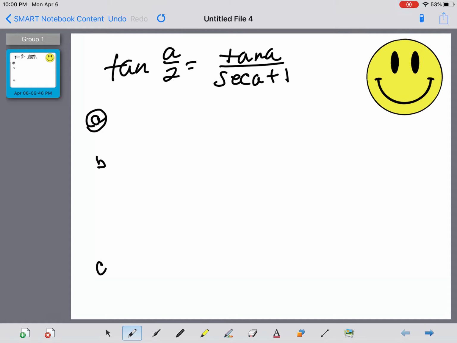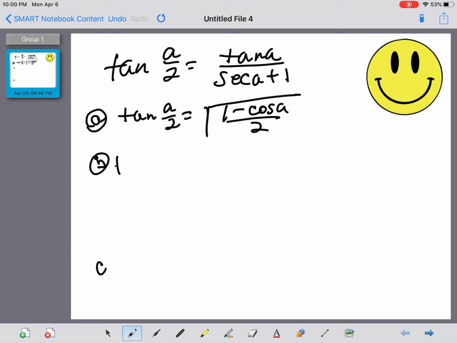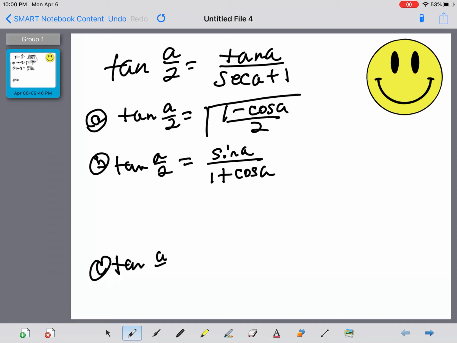All right, A is tangent of A over 2 equals the square root of 1 minus cosine A over 2. Answer choice B was tangent A over 2 equals sine of A over secant A. Oh, I'm sorry, it started out like this instead. It was originally written like this: sine of A over 1 plus cosine A. And then C was tangent A over 2 equals the square root of 1 plus cosine A over 2.